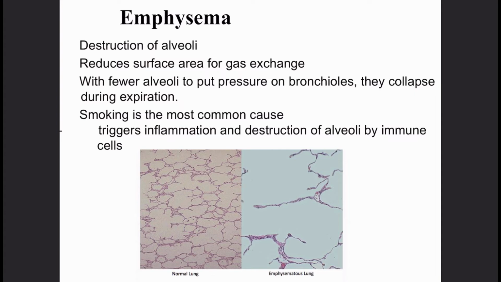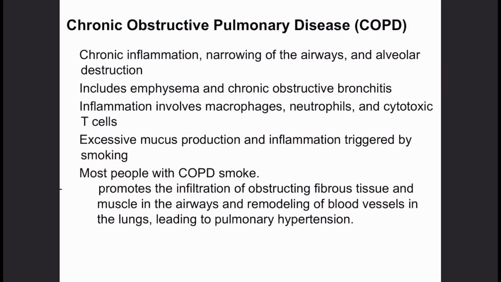And so if you could see a gross lung of this, and maybe you can Google an image, a picture of this, your lung just ends up looking kind of like a plastic bag rather than having a spongy texture to it. COPD is also irreversible, and it has to do with chronic inflammation and narrowing of the airways and alveolar destruction. So this includes emphysema. Emphysema and COPD can be diagnosed together, as well as other disorders like chronic obstructive bronchitis.